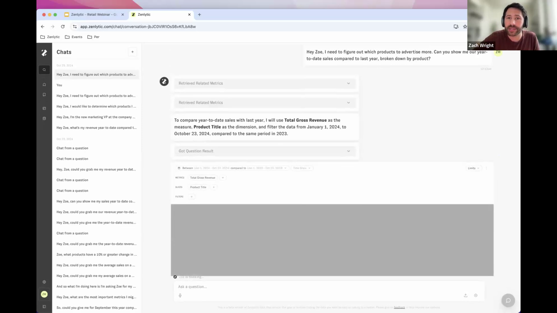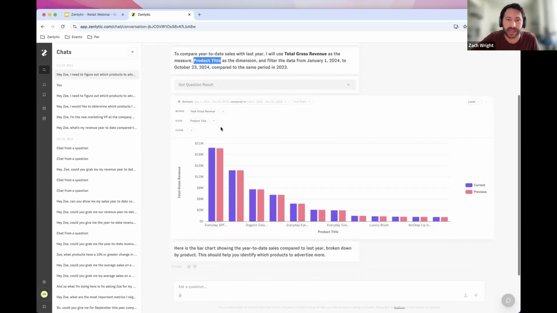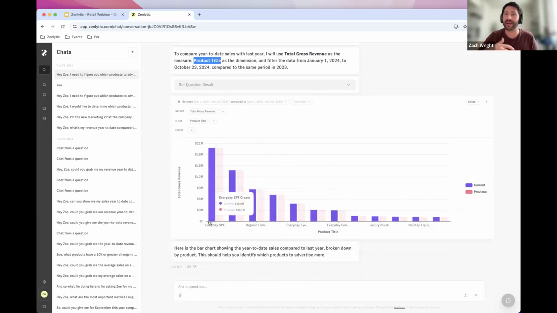So I asked for my sales, and she found, hey, there's nothing called sales, but there is a total gross revenue in your data. And I found product title. I didn't need to know the names of these fields for Zoe to return this answer. So right here, I'm getting that breakdown of the current year sales and the previous year's for year to date. And there are very particular products that are selling a lot more, such as this one, Everyday SPF Grid.